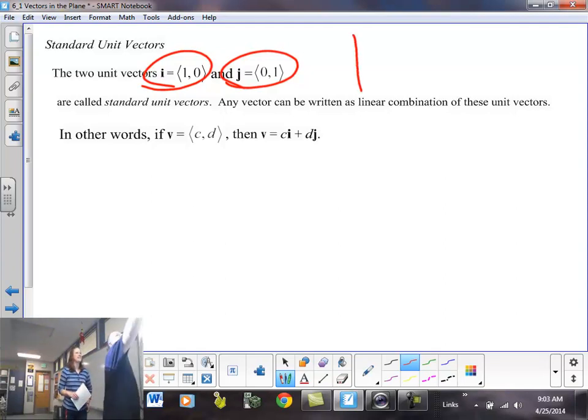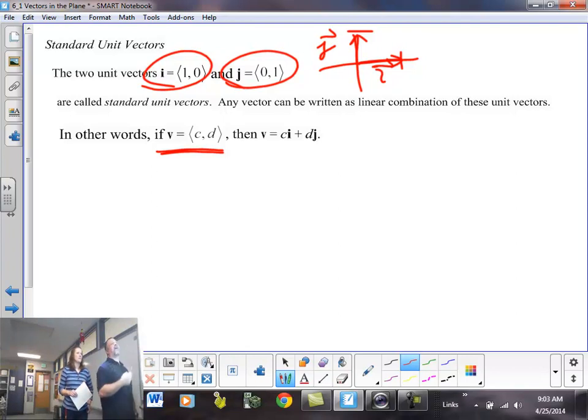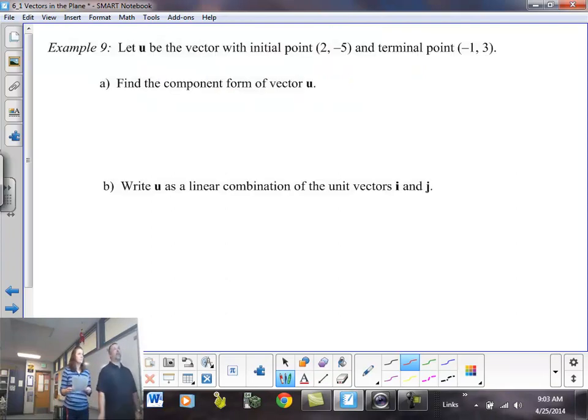So basically, i is going to go 1 unit to the right, and j is going to go 1 unit up. So what does this mean? This means if I have a vector in component form as c comma d, I can write it as c times vector i plus d times vector j. It's just another way to write c to the right, d up or down.